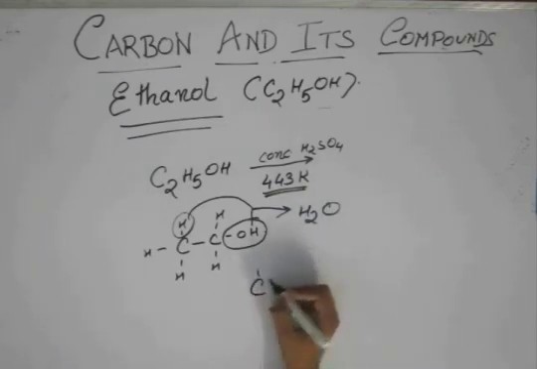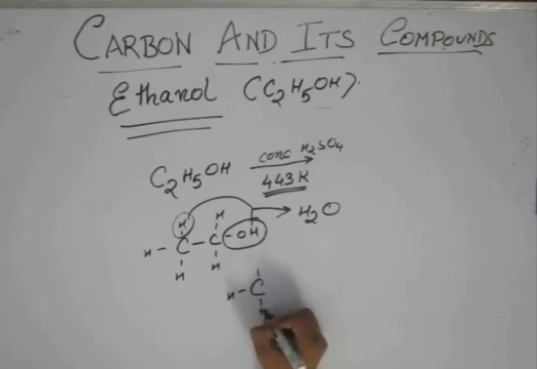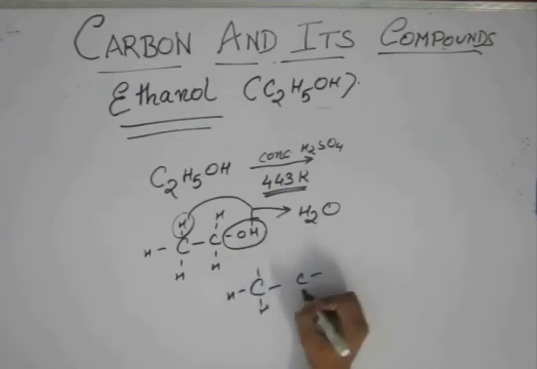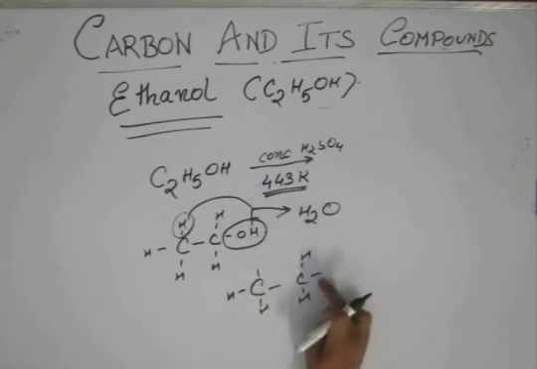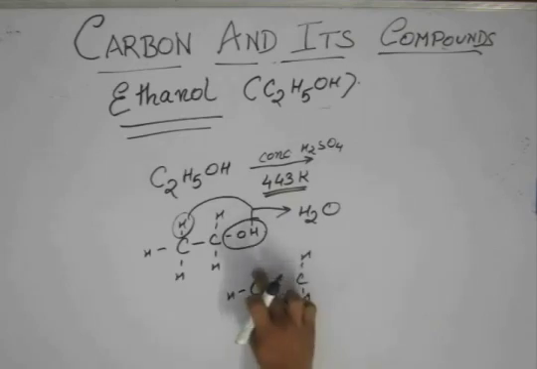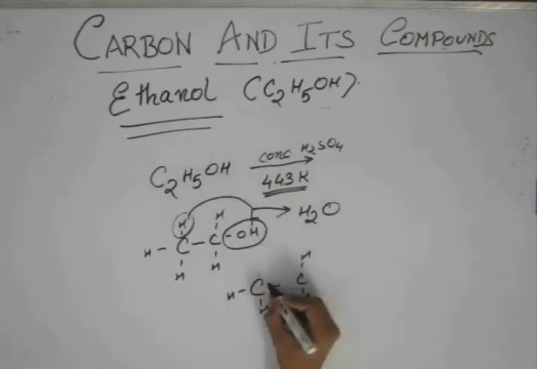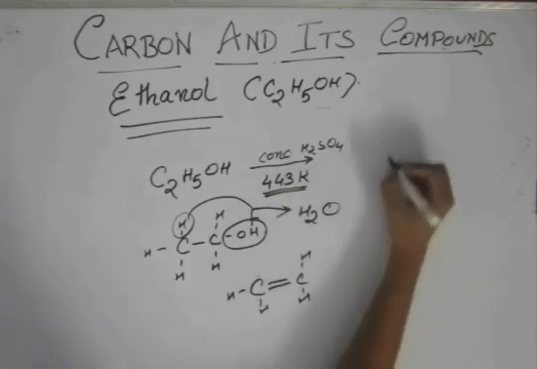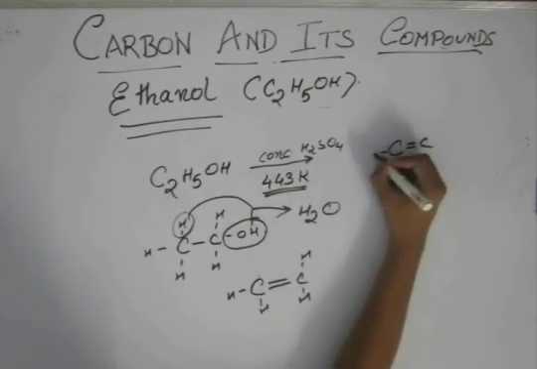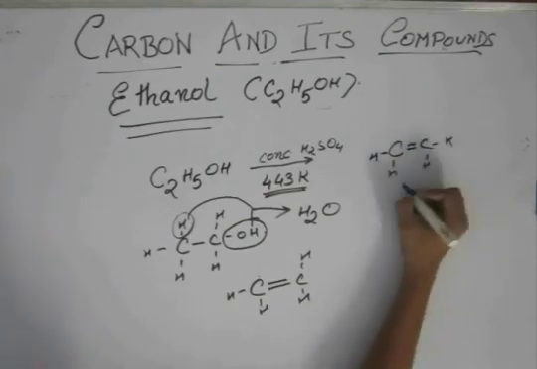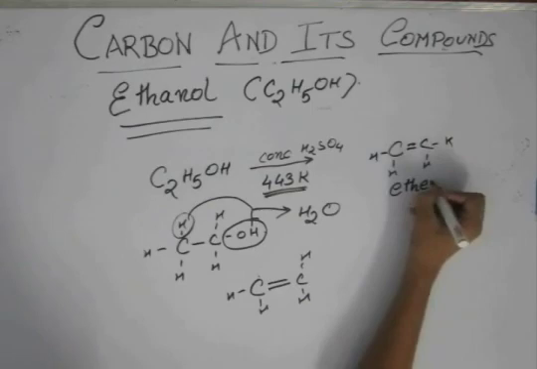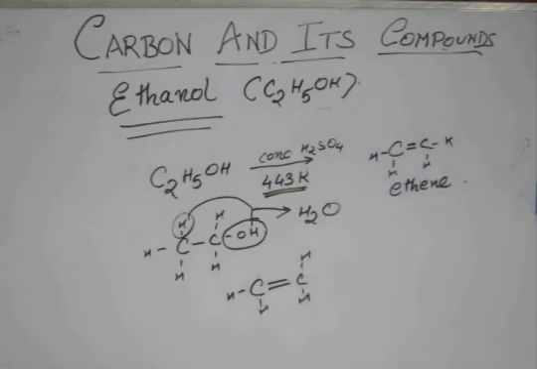And now this carbon has one bond remaining, and this carbon has one bond remaining. So what will it do? One bond remaining each, it will just join the two and make a double bond. So basically this will give C2H4. And what is this compound? Ethene.